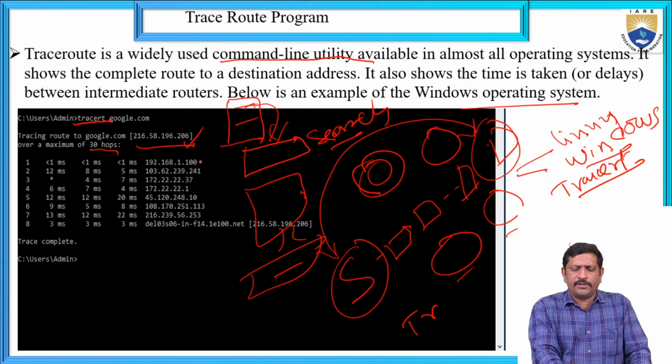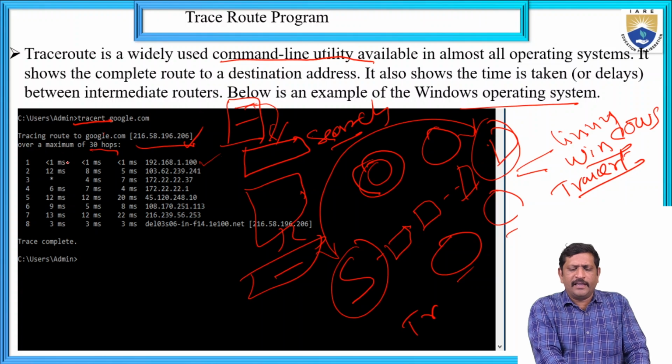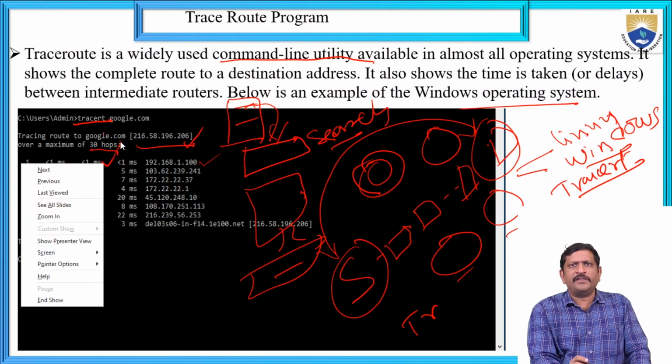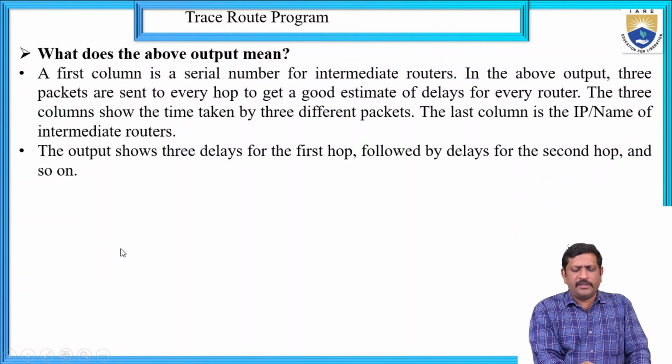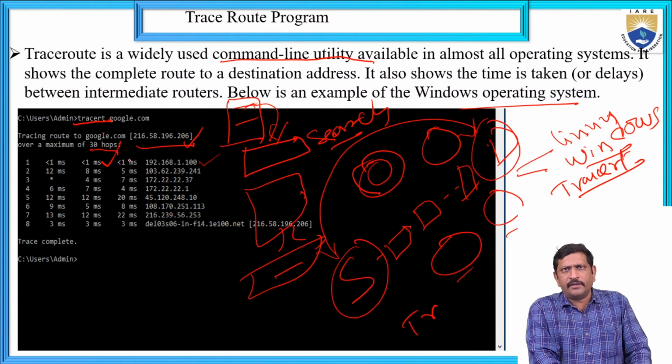Here this route is host 1, which is the tracing serial number. While retrieving the data, the time taken in the first iteration is less than 1 millisecond, in the second iteration it is also less than 1 millisecond, and the third time is also less than 1 millisecond.